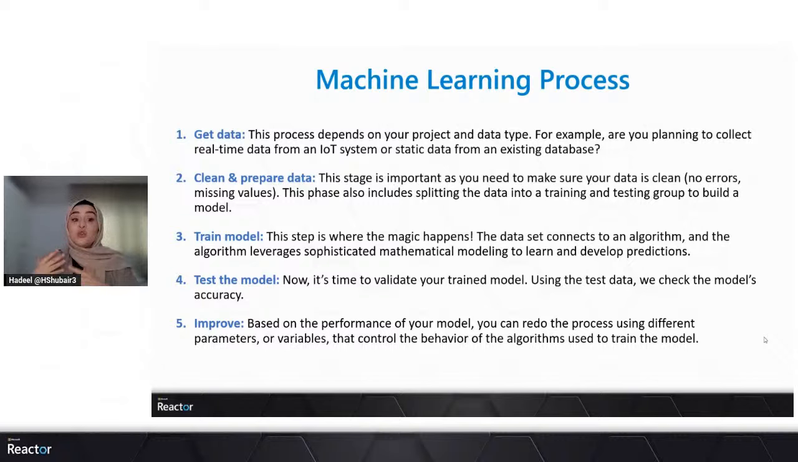Next, we move on to training our model. This is where you select the machine learning algorithm that is suitable for your dataset. And this is where it will actually do all the mathematical computations. This is where your model does everything behind the scenes to learn and develop the predictions.